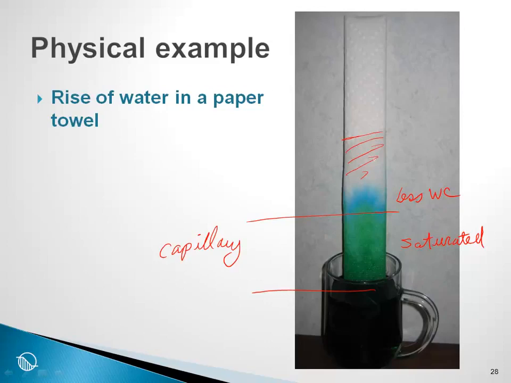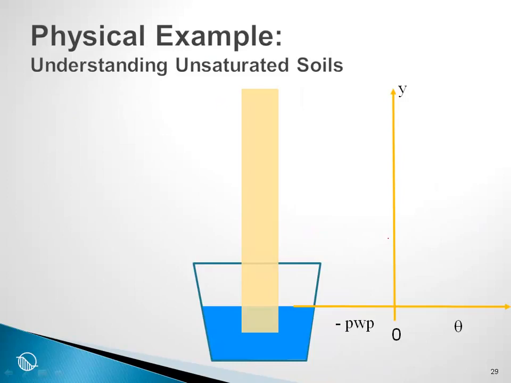The purpose of showing this is to illustrate what the pore water pressure is here. And as you all know, the pore water pressure is negative there. The second purpose is to illustrate that the pore pressure distribution in the paper towel and the water content in the paper towel are a direct reflection of our definition of the volumetric water content function.